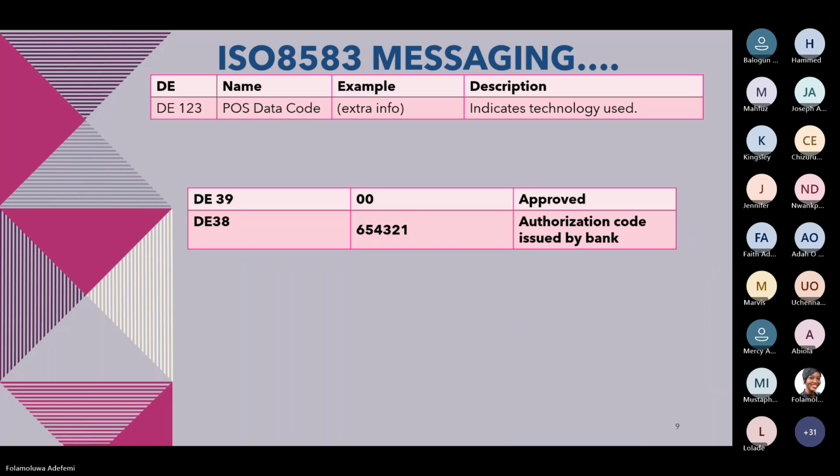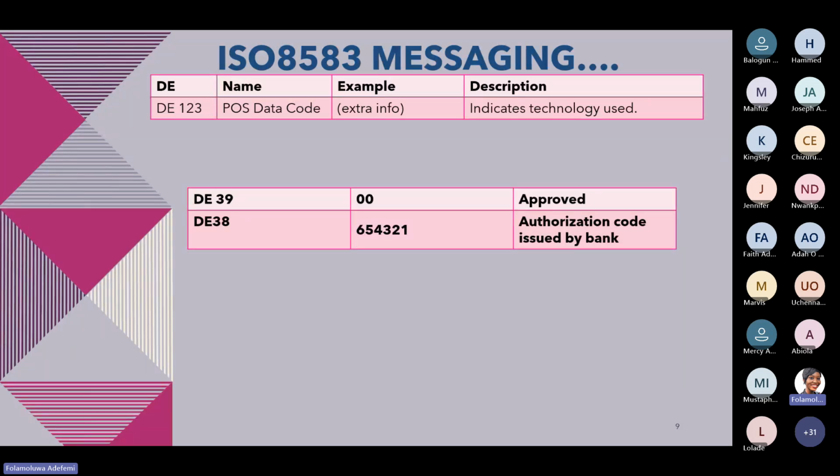So field 1, 2, 3, this is also some data that indicates around how the card was used. It indicates the technology that was used in transacting. It's part of field 1, 2, 3, or it is field 1 to 3.